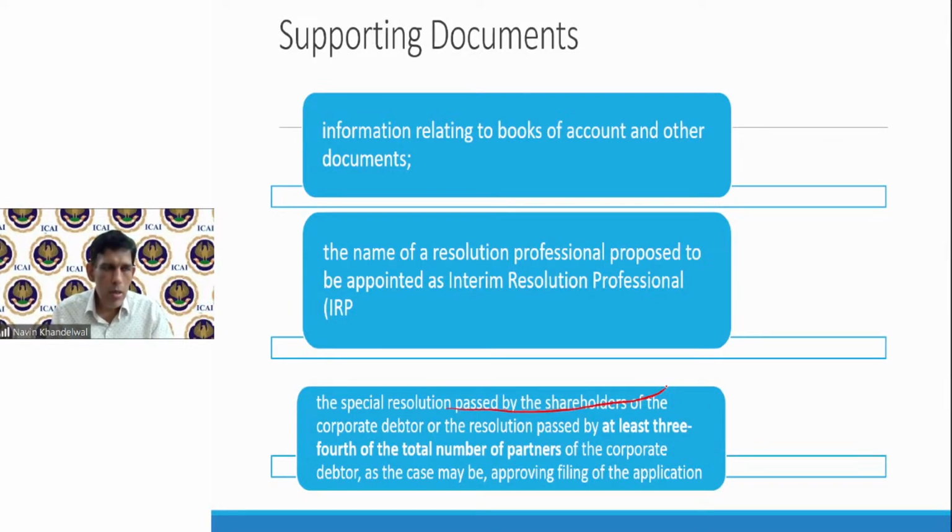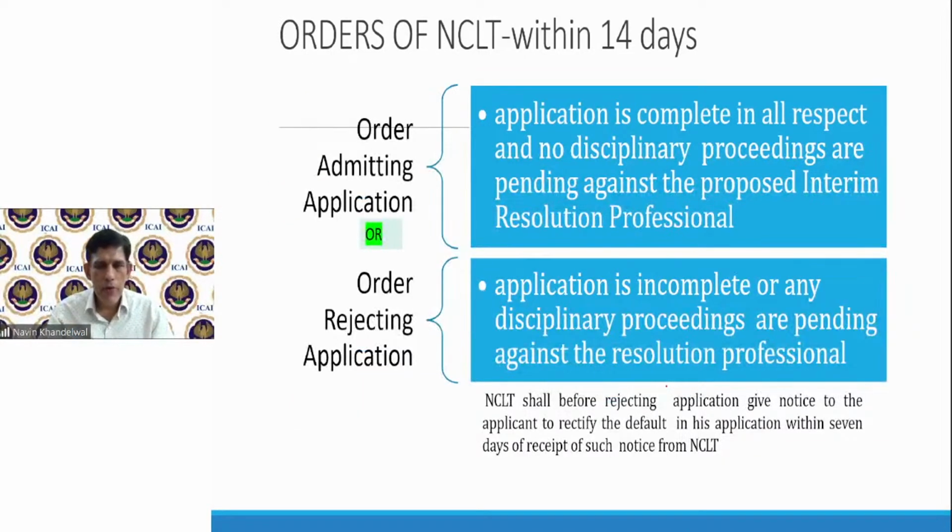So SR, along with a statement of affairs or a balance sheet, and a proof of default. So what will NCLT do? Obviously, it is going to admit if everything is complete. So one standard thing, no disciplinary proceedings are pending against the proposed IRP.